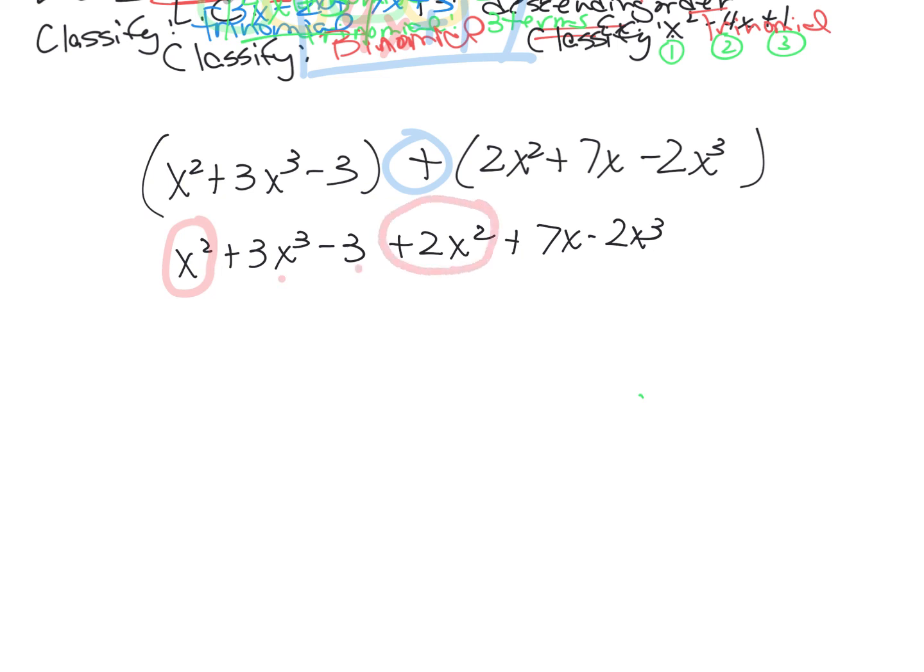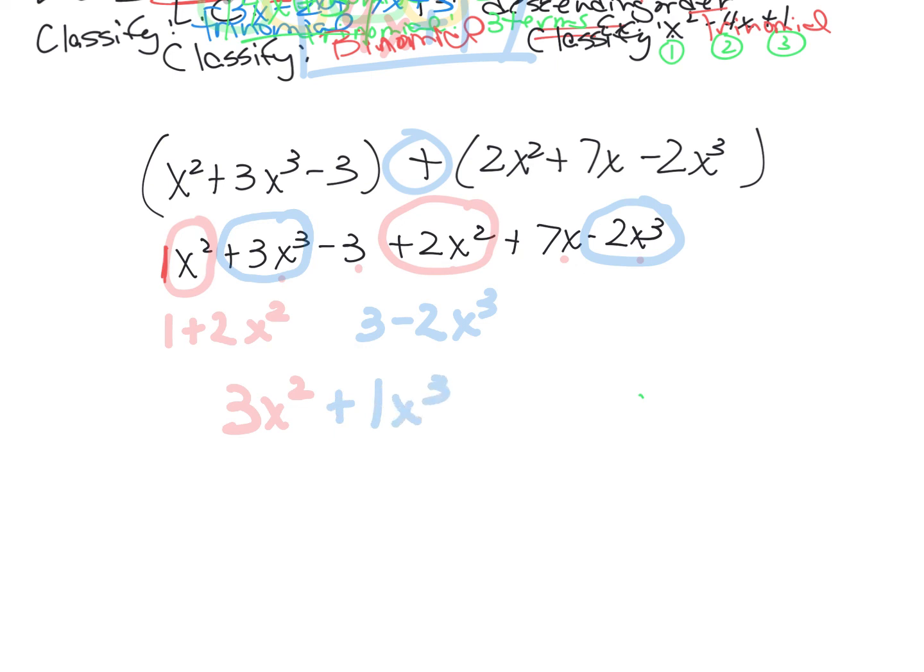Oh, I have an x squared here. Not an x squared and not an x squared. So I'm going to combine. There's a 1 here. Don't forget, there's a 1 in front, right? So I'm going to have 1 plus 2x squared. So that becomes 3x squared. Now I'm going to look at my cubes. So I'm going to go down my list, right? And so I have a 3 minus 2x cubed. So I have a plus 1x cubed.